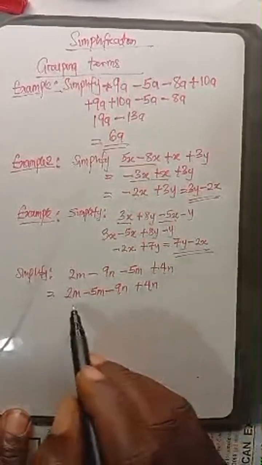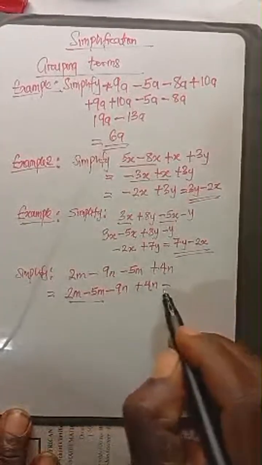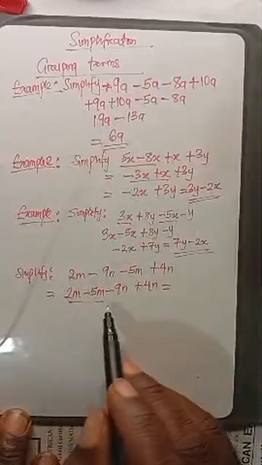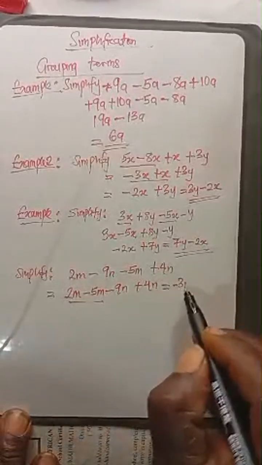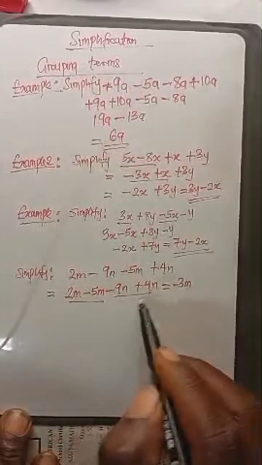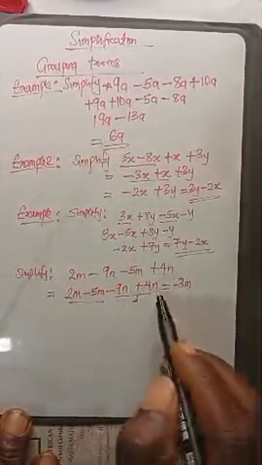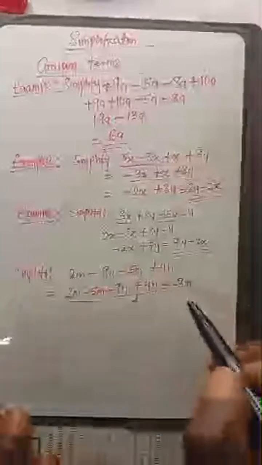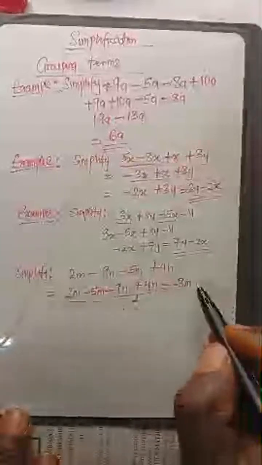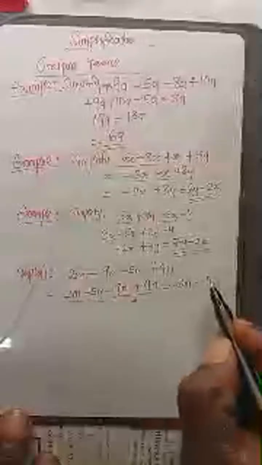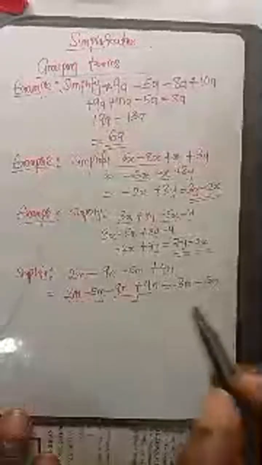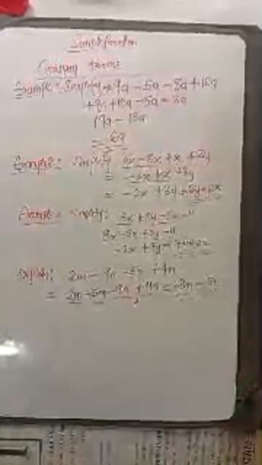So these two will give you minus 3m. These two also, this is minus 9n plus 4n, will give you minus 5n. So this is the answer for this.